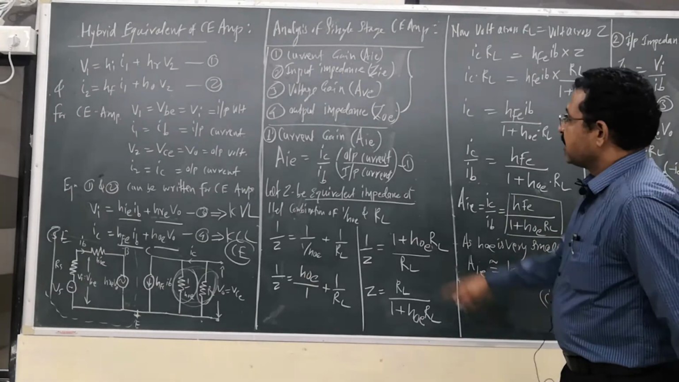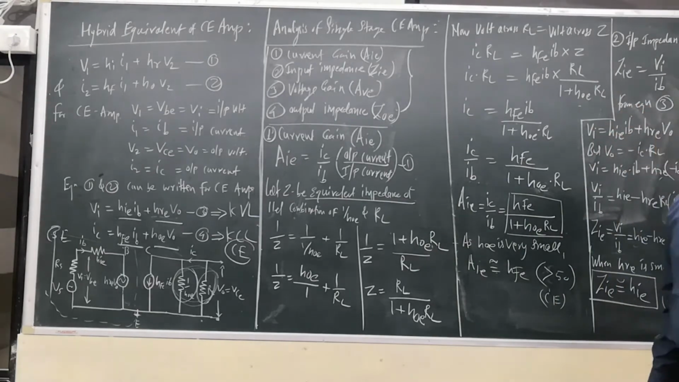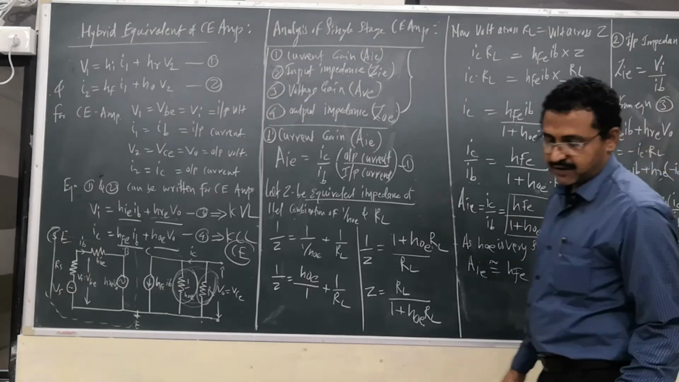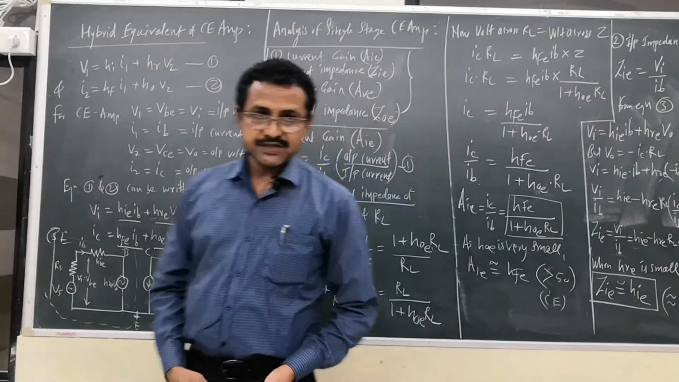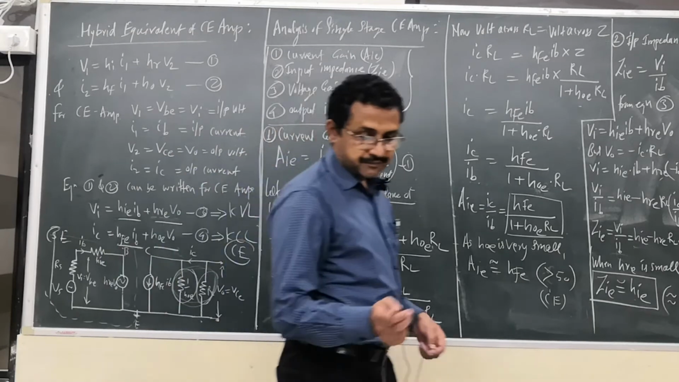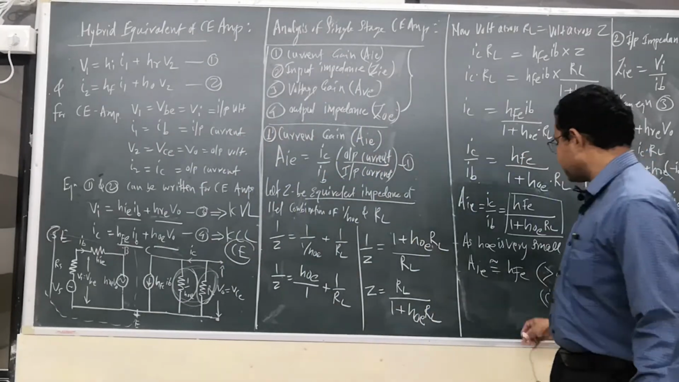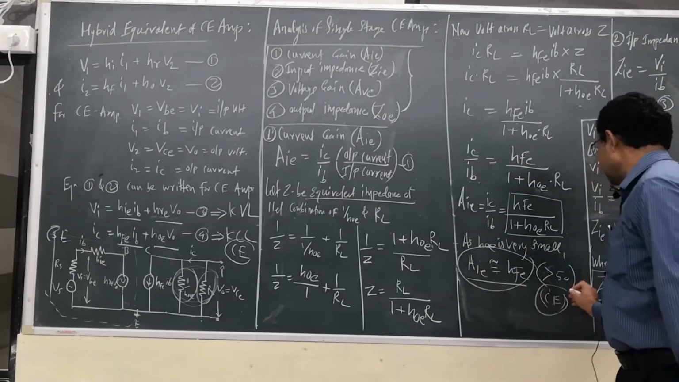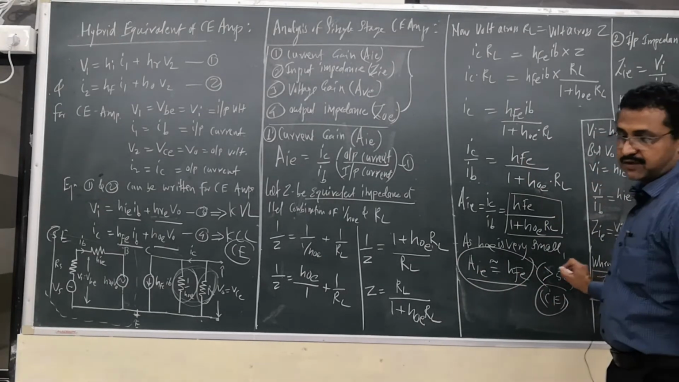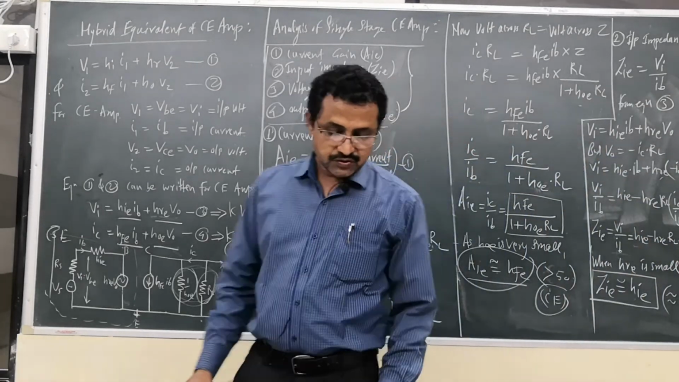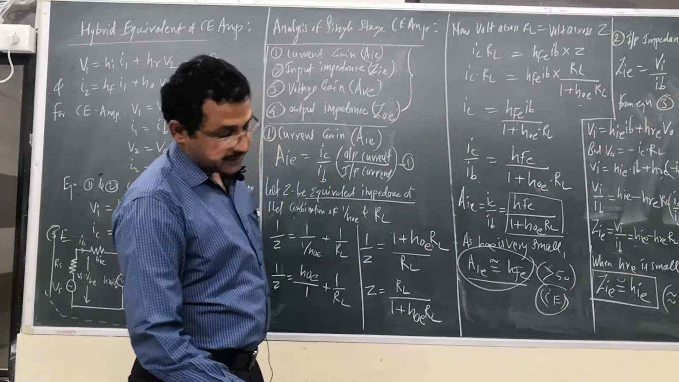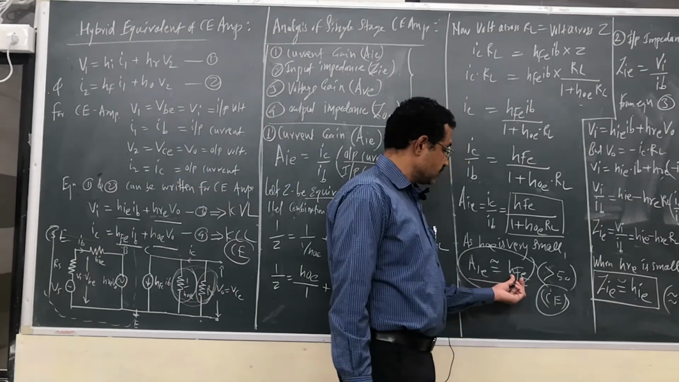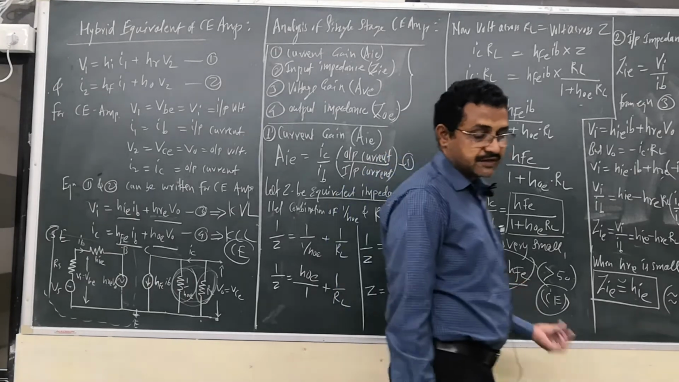That means the current gain of the CE amplifier is nearly equal to HFE, and what is the meaning of HFE? That is the forward current gain. The value of HFE for the CE amplifier is always greater than 50. So we obtain the value of AIE as nearly equal to HFE.